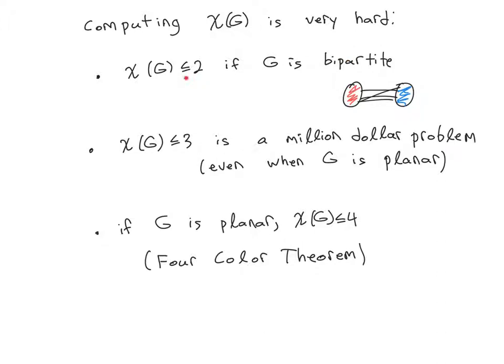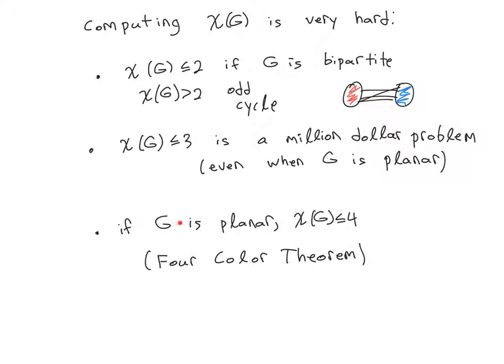And so actually we know how to tell if chi of G is greater than 2, because that means that you found an odd cycle. If your graph has an odd cycle, you can't color in fewer than 3 colors because your graph is not bipartite. But there is no similar type of theorem for 3, unfortunately.